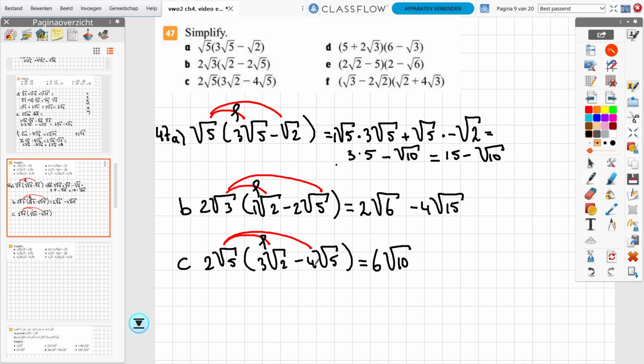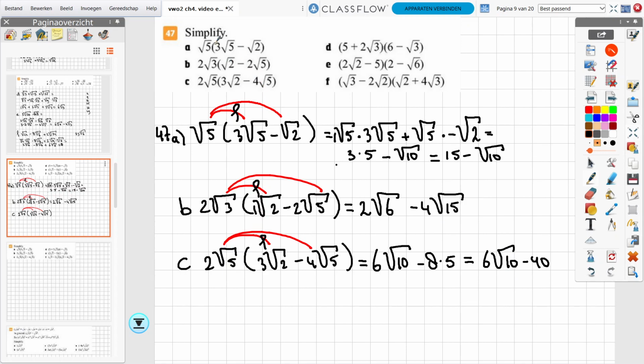That's the first one taken care of. Then 2 times minus 4 is minus 8. And now root 5 times root 5 is root 25, which I know is just 5. And this we can simplify. This is 6 root 10 minus 40. Which now I stop, because again I cannot subtract those. 40 is not in the root. This is root 10, non-like roots. So here I stop. Okay.